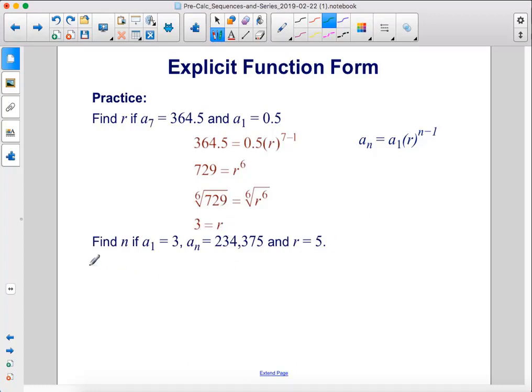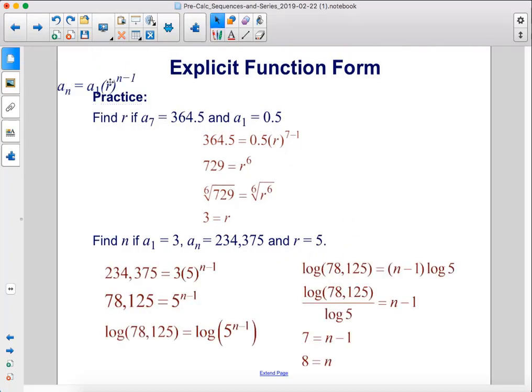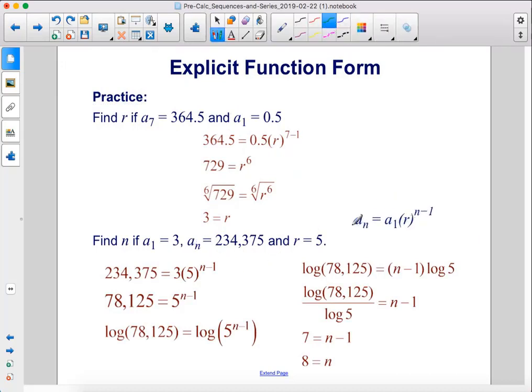Moving on, find n if a sub 1 equals 3 and a sub n equals 234,375 and r equals 5. First step is we're going to be pasting in our equation. So a sub n right here is 234,375, so I'm going to put that on the left side of the equation. A sub 1 is 3 and r is 5. So we're looking for this n minus 1 exponent up here. We're going to solve for this exponent.